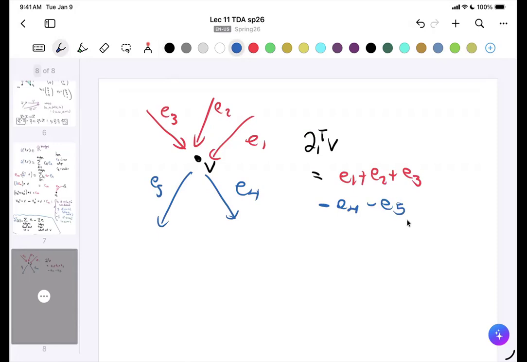You see? If an edge neither starts nor terminates at that vertex, it doesn't count in this transpose map. So it has a very nice geometric interpretation, because what the transpose does is count the edges that end at that vertex minus the edges that start at that vertex. It's a very nice formula.